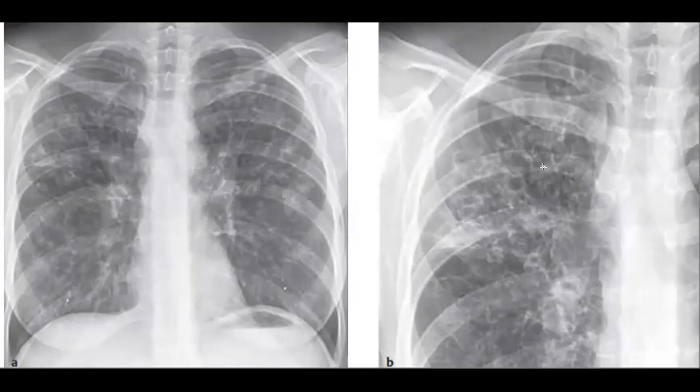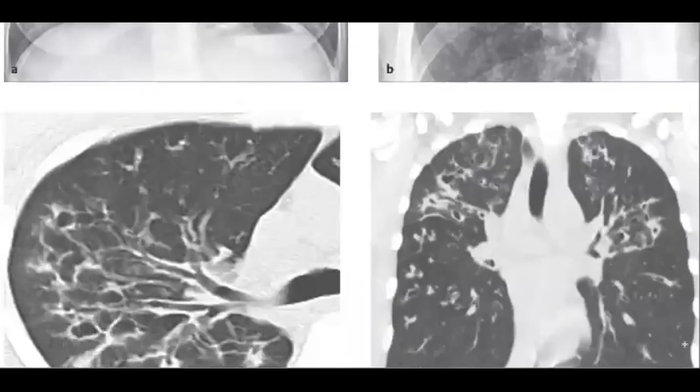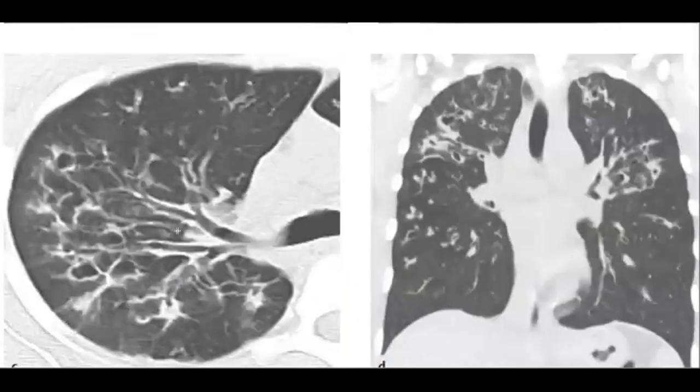It can be post-infectious. It can also be allergic bronchopulmonary aspergillosis, which is a hypersensitivity reaction to aspergillus. So when you go to the CT, you can find the bronchiectasis, and it is predominant in the upper lobe. So cystic fibrosis is one of the best differentials in this case.